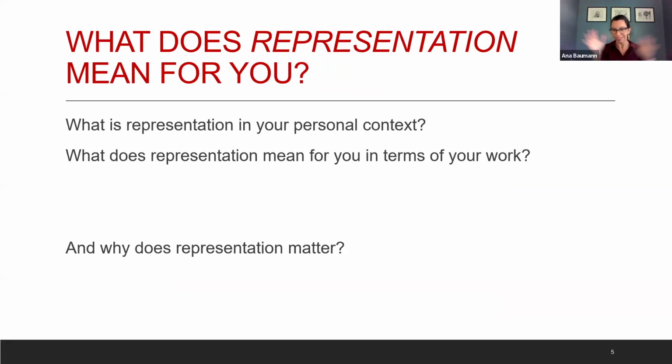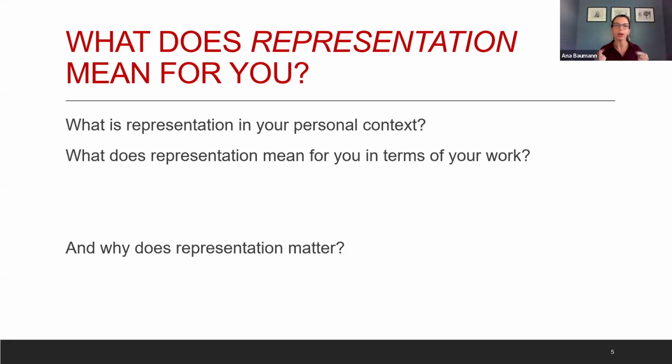So talking about this in the context of this talk, let's define things and let's think through what representation is. So the title was Engaging Representation and Bringing Representation to Your Work. And when I think about those pieces, it's always important for me to really take a moment, sit down and think about what that means for you in your personal context. And what does that mean for you in terms of your work? Are those different? Are they similar?